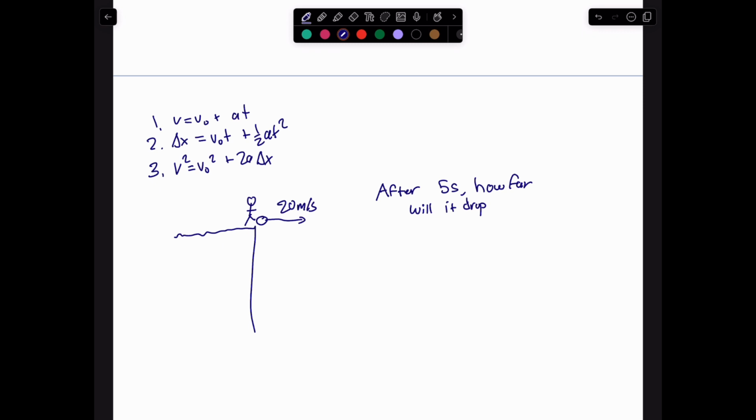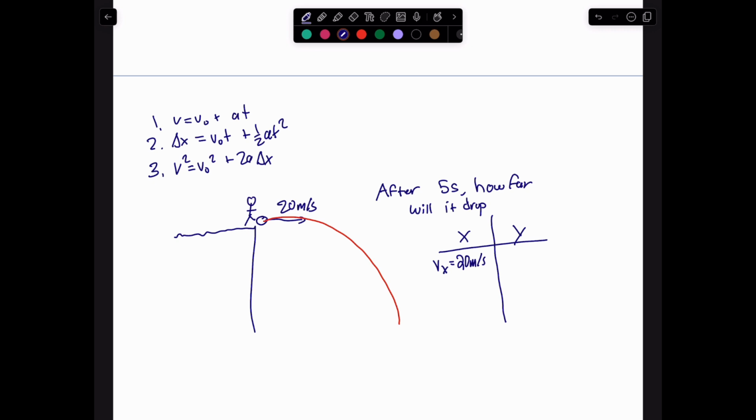Roughly, let's draw the path that this ball is going to take. It's going to go down somewhere like that. It's roughly parabolic. Now, to start this problem, let's list what we know, but split it into x and y. Vx is the velocity in the x direction, and that is going to be positive 20 meters per second. It's positive because it's going right, and that is standard notation for positive.